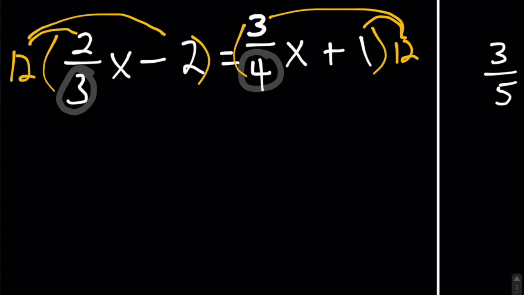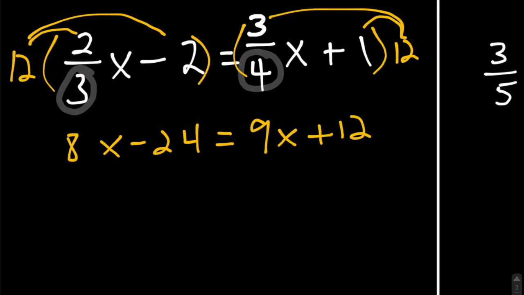Are you ready for some magic? 12 divided by 3 is 4 times 2 is 8x. And 12 times 2, that's 24. 12 divided by 4 is 3 times 3 is 9x. And 12 times 1 is 12. This is like the problems above.